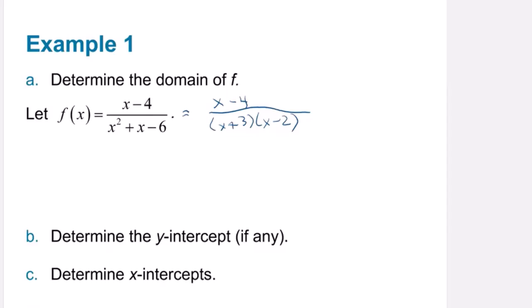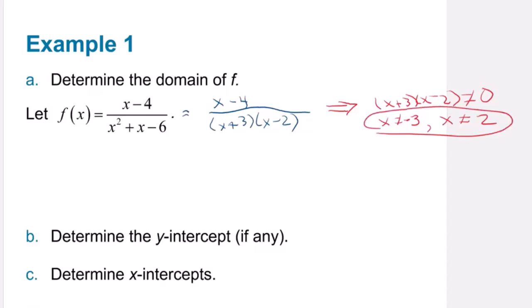Since it's all factored, this denominator, x plus 3 times x minus 2, cannot equal 0. That means x cannot equal negative 3, and x cannot equal positive 2. Those are very important. If it's either equal to negative 3 or positive 2, I get a 0 in my denominator. If this is my domain, let's see how to write it in interval notation.